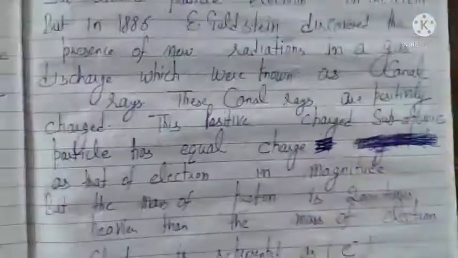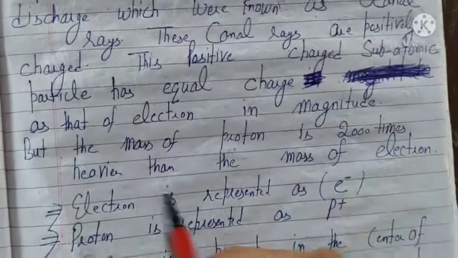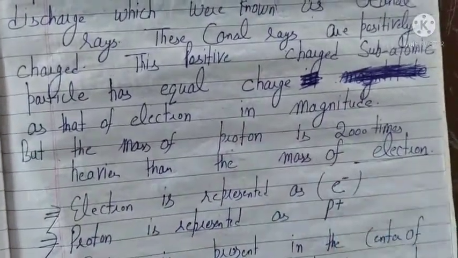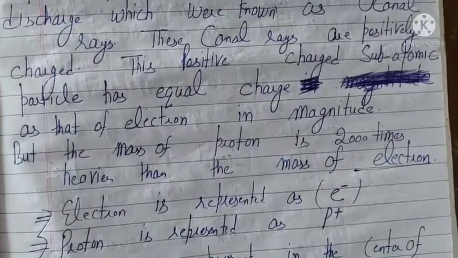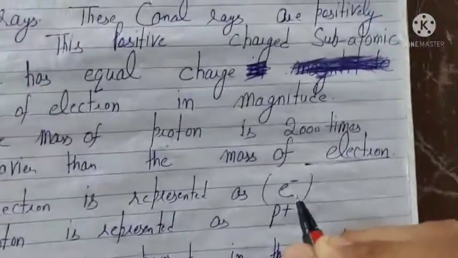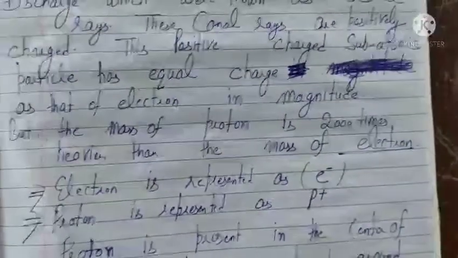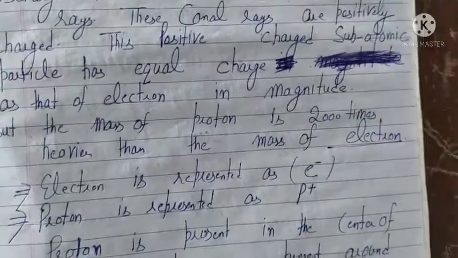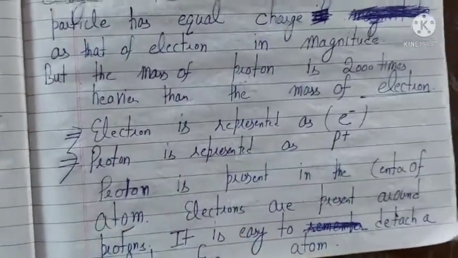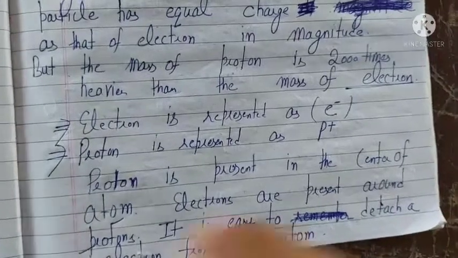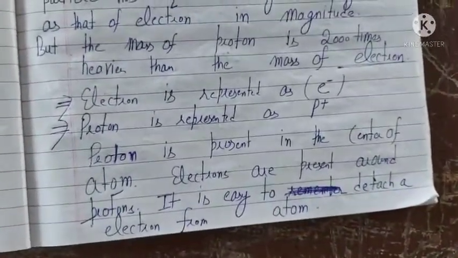And remember one thing, the mass of a proton is about 2000 times heavier than the mass of an electron. That means the electron is light in weight and the proton is heavier in weight. The electron is represented by e negative and the proton is represented by p positive. Theories explained later on that protons are present in the center of an atom and electrons are present around the protons. This has been explained by later discovered theories.